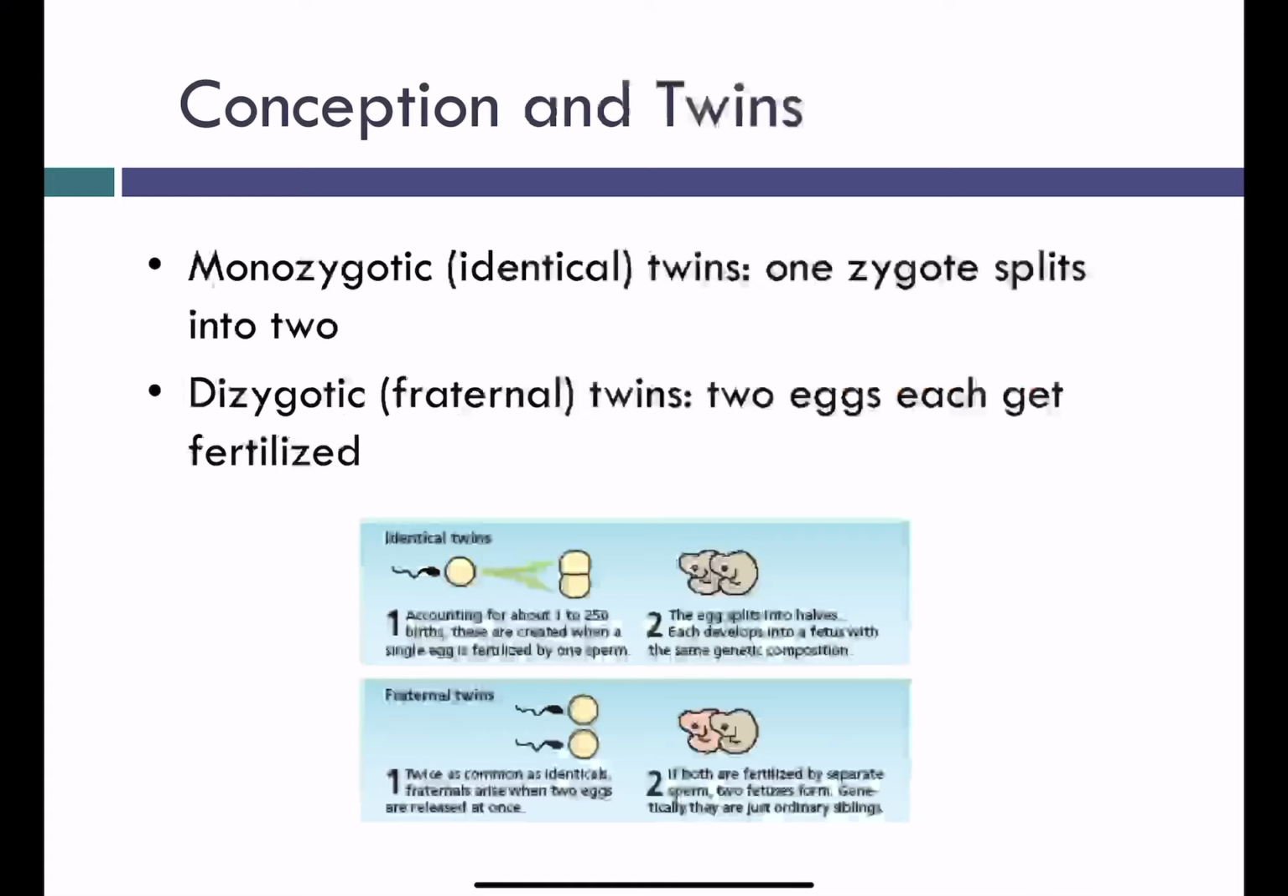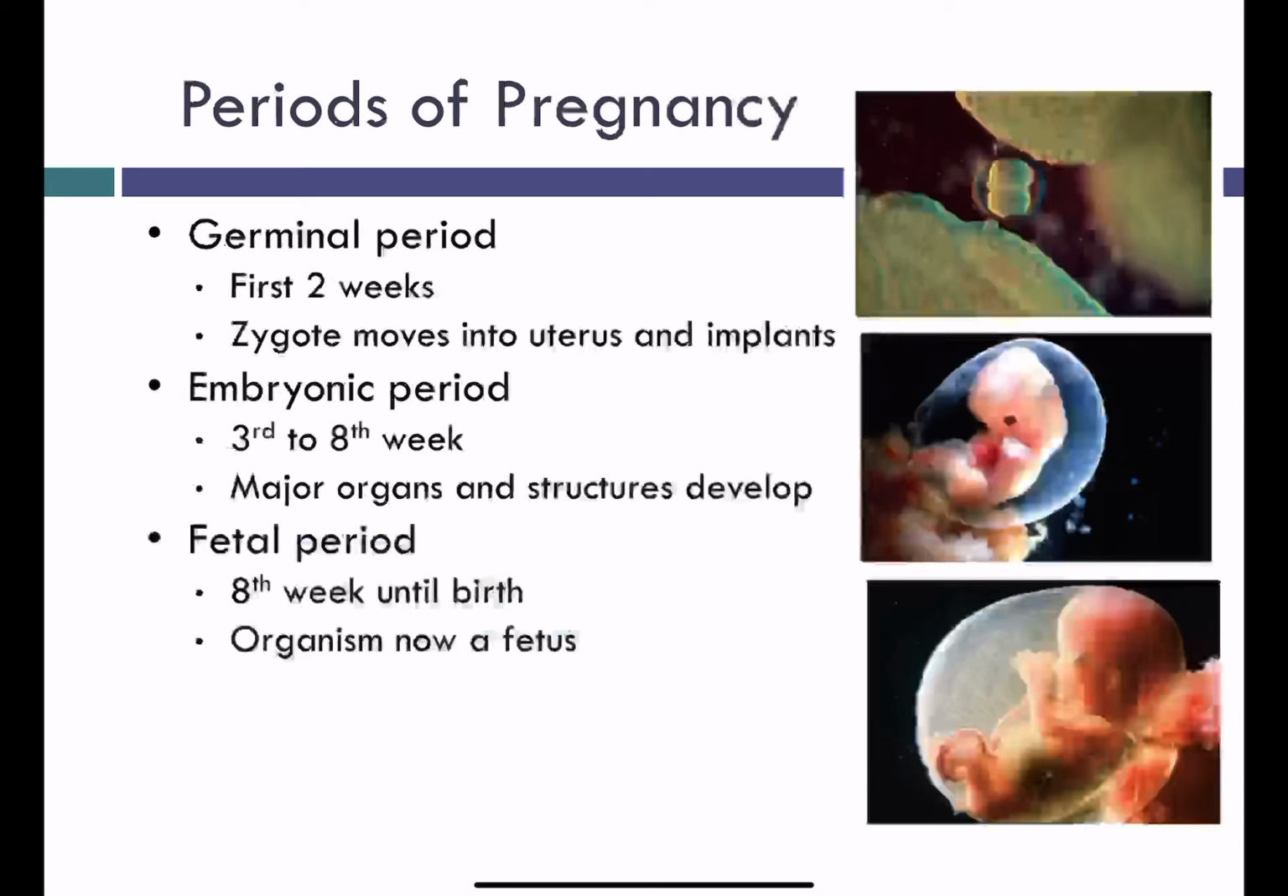Often I get asked about whether this is inherited. From what we can tell, identical twins happen at random, but there is a genetic predisposition that makes women more likely to release more than one egg in one cycle, which makes them more likely to have fraternal twins.